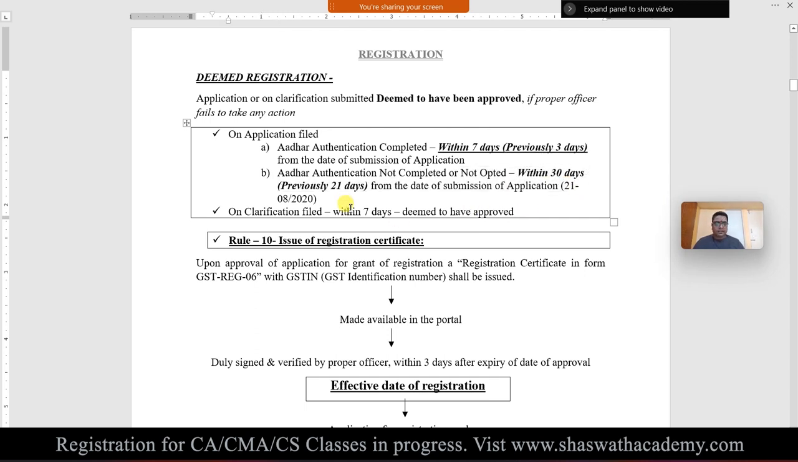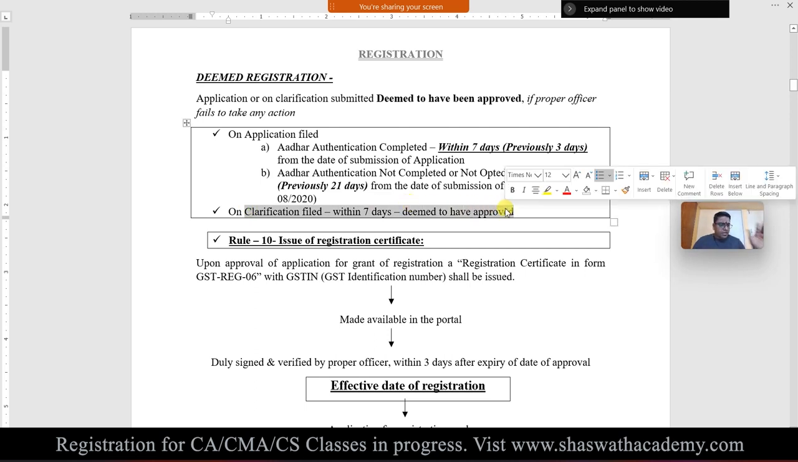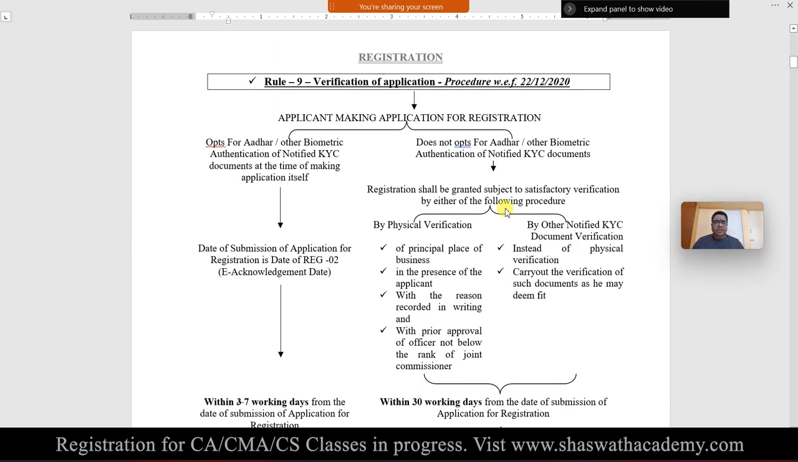Registration is deemed to be granted. And after submitting clarification, if the proper officer has not responded, then also the application is deemed to have been accepted, and registration shall be granted. So my dear brothers and sisters, mark the Aadhaar authentication process as very, very important. Based on whether you have done the Aadhaar authentication or not, the process of granting registration differs. My dear brothers and sisters, are you all comfortable? Everybody? It's just flow of information, nothing more than that. Everyone?